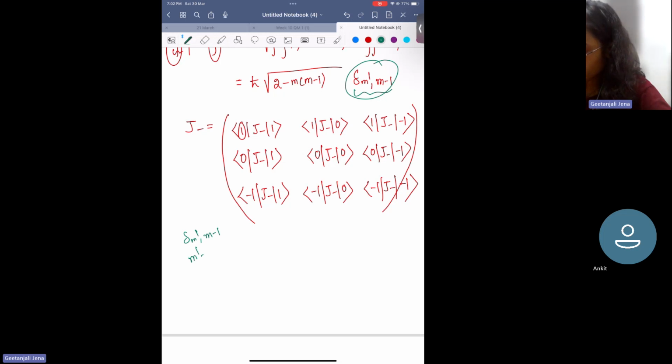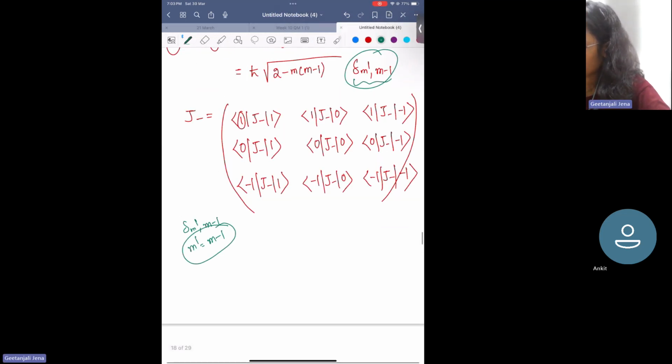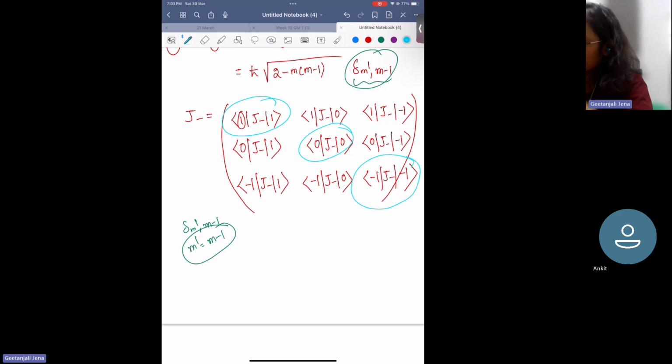So that means when m prime is m minus 1, only in that case you will get the non-zero values. In other cases, it will be 0. Now if you see, the diagonal terms would be 0 because for diagonal m is m prime. So this would be 0, this one 0. Diagonal you can easily tell it is 0. For the off diagonal terms, you just have to check one by one.